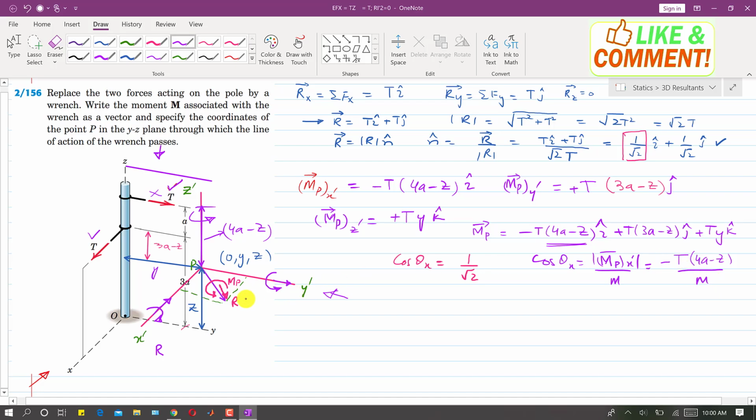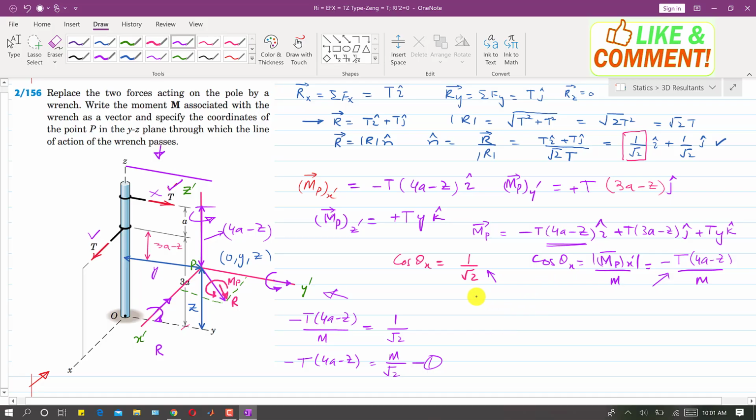Since both the resultant and couple are acting in the same direction, their direction cosines will be the same. So this means that this and this are equal. So we can write that minus t into (4a minus z) divided by M, the magnitude of MP, will be equal to 1 by square root 2. And if we multiply both sides, this will be minus t (4a minus z), and this will be M by square root 2. So this is equation 1, let's say.